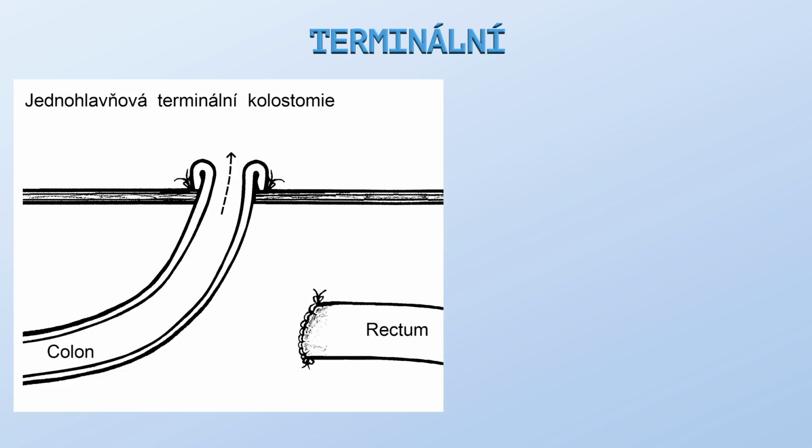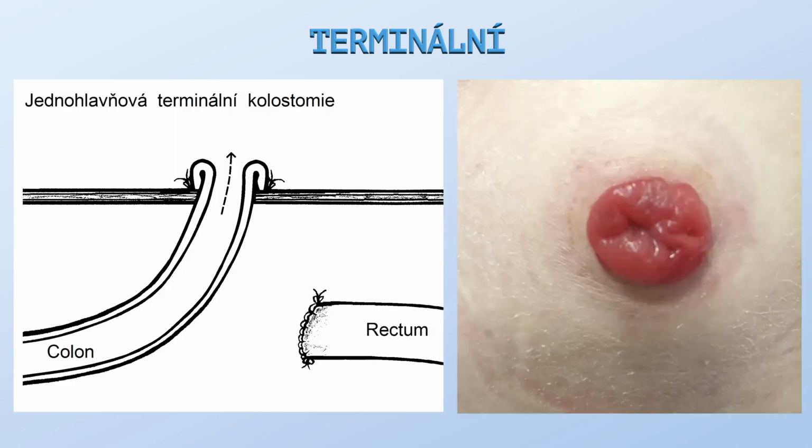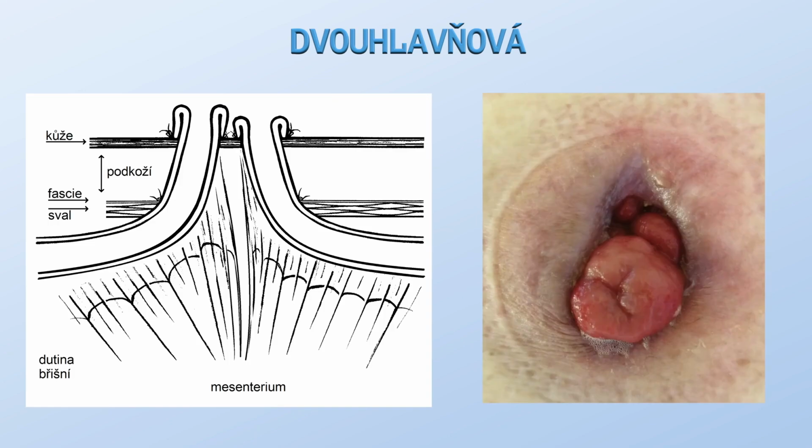Terminal stomas are formed after resection of the rectum or in cases of severe inflammation, with the remaining bowel brought to the surface as a terminal stoma. If healing is successful, the bowel ends can be reconnected and the stoma closed. Double-barrel stomas, typically created in cases of intestinal obstruction requiring bowel resection. Both externalized ends allow for visual inspection of their viability.